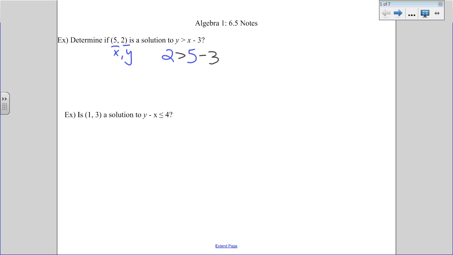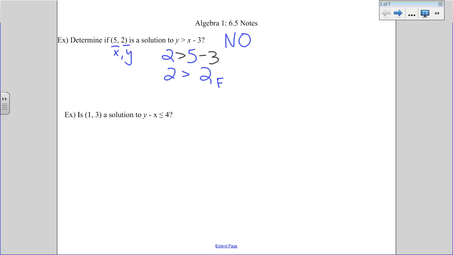So what is 5 minus 3? 2. Is 2 greater than 2? No. So because that's false, we say no, it's not a solution. So I know now that 5, 2 would not be part of my shading when I graph that line. Now we're not asking you to graph here, but that at least tells me 5, 2 can't be shaded in.